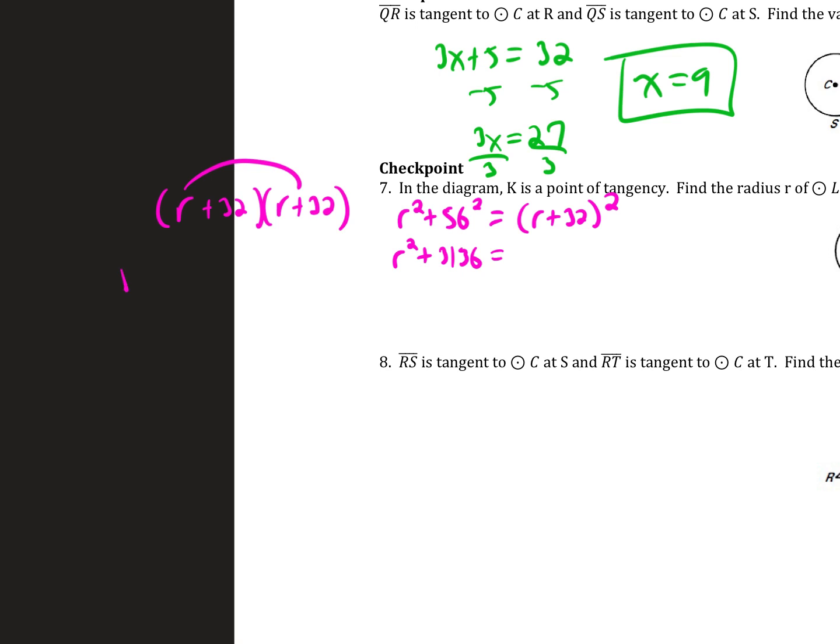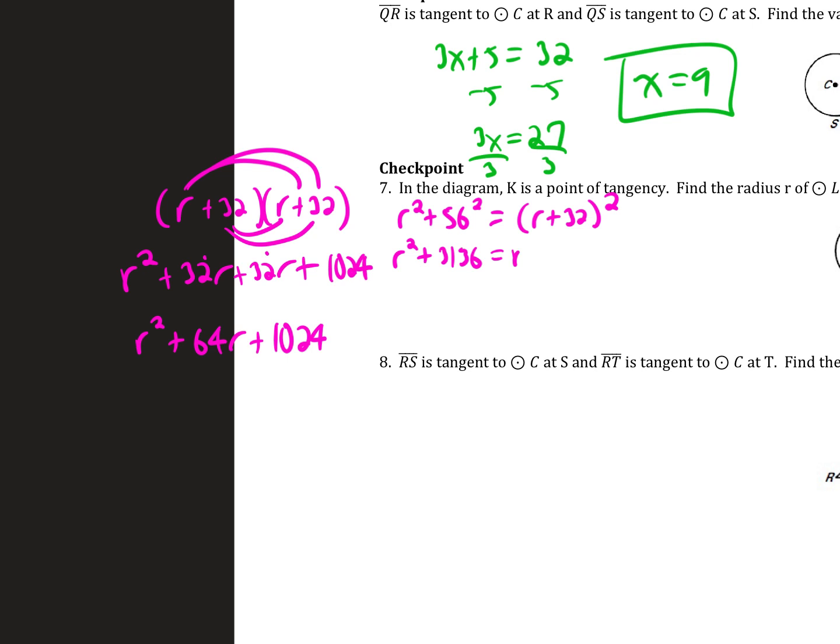Okay, r times r is r squared. r times 32 is 32r. 32 times r is 32r. And 32 times 32 is 1,024. Combine like terms, we get r squared plus 64r plus 1,024. Okay, so we can plug that in over here. So we have r squared plus 64r plus 1,024.